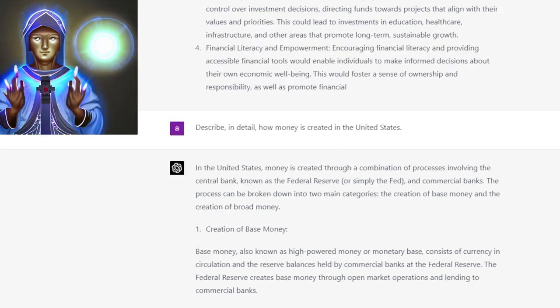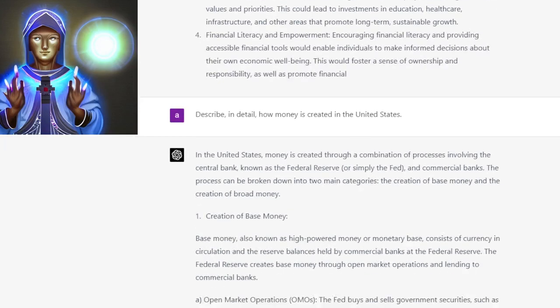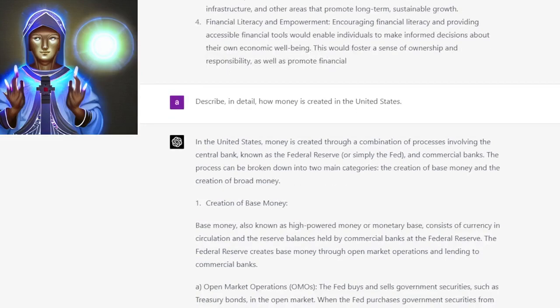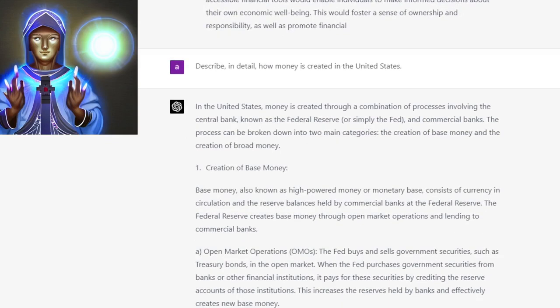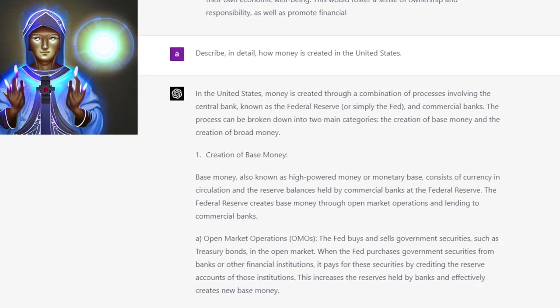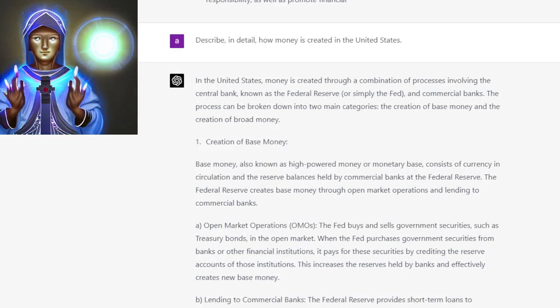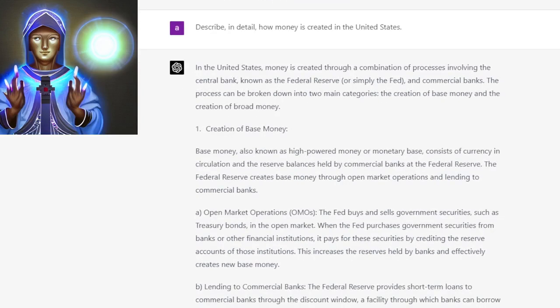Creation of base money. Base money, also known as high-powered money or monetary base, consists of currency in circulation and the reserve balances held by commercial banks at the Federal Reserve. The Federal Reserve creates base money through open market operations and lending to commercial banks.